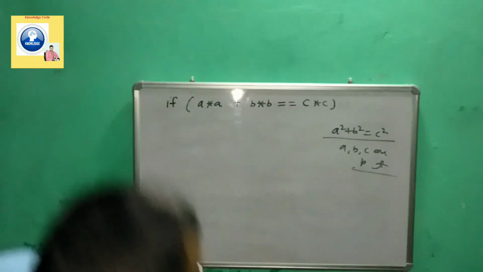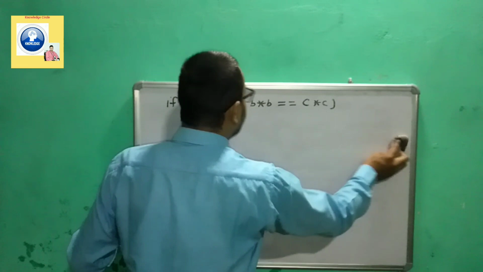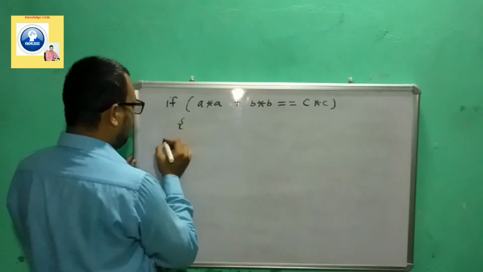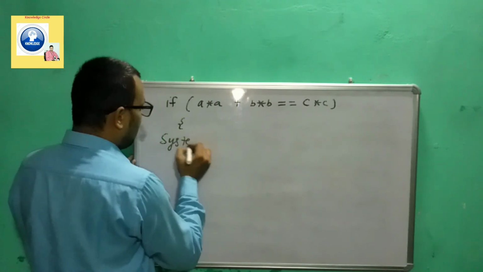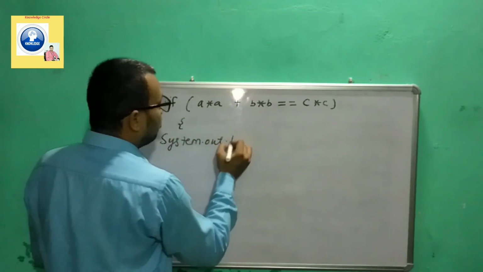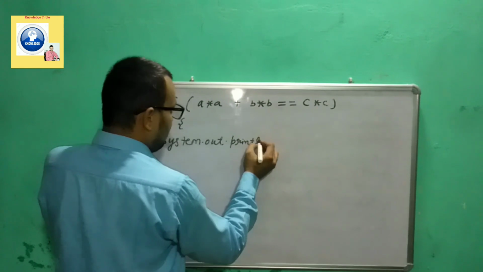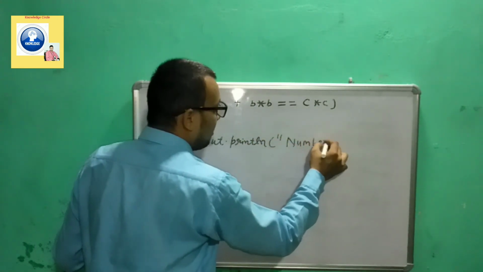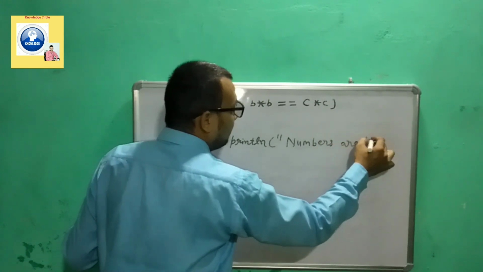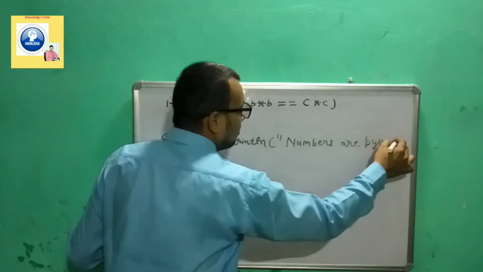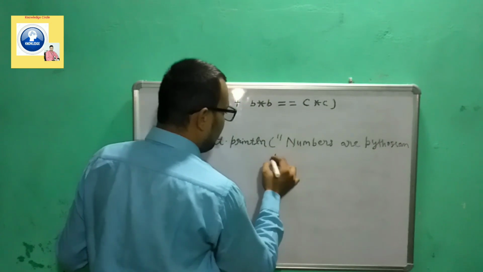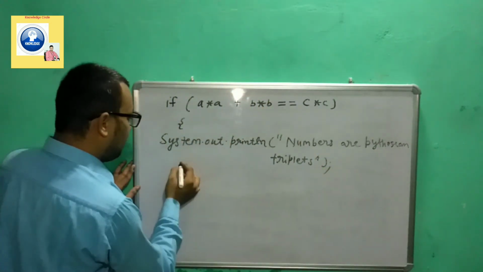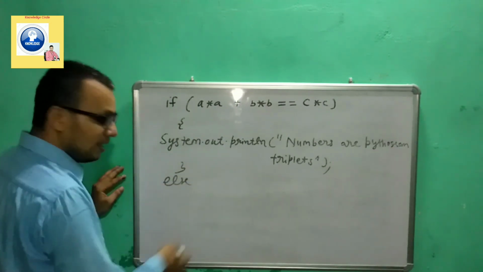So what do we have to do? If this condition is true, then we will write here System.out.println, numbers are Pythagorean triplet. If it is false, then we have to write the else part.